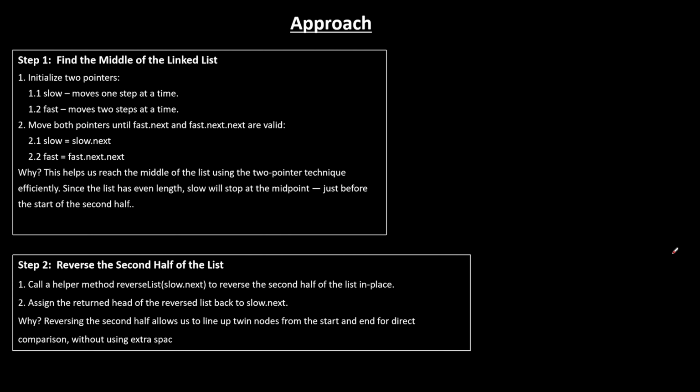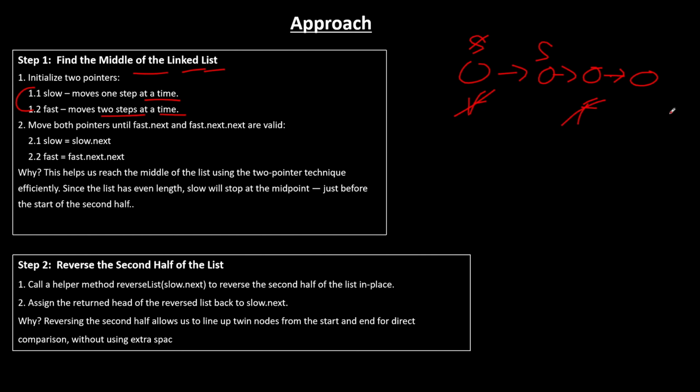Now, since you got the intuition of the problem, let's look into the approach of how we're going to solve it. Fine. The first step is finding the middle of the linked list. How are we going to do it? We're going to use the slow and fast pointer concept here. Slow moves one step at a time and fast moves two steps at a time. For example, if this is a linked list, slow is here, fast is here, fast will jump and come here, slow will come here. Similarly, fast will go out and this is the midpoint.